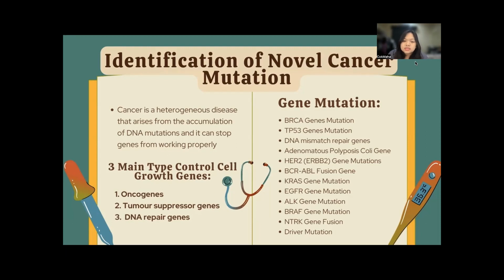And there are types of gene mutation. The first one is BRCA gene mutation. The second one is TP53 gene mutation, DNA mismatch repair genes, adenomatous polyposis coli genes, HER2 ERBB2 gene mutation, BCR-ABL fusion gene, KRAS gene mutation, EGFR gene mutation, ALK gene mutation, BRAF gene mutation, and TRK gene fusion, and the last one is driver mutation. I think that's all from me, and my friends will continue.